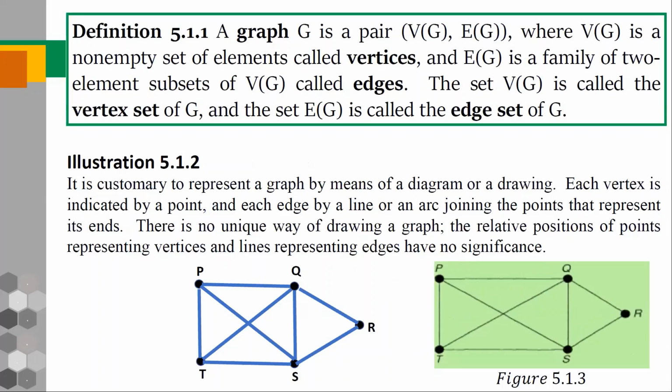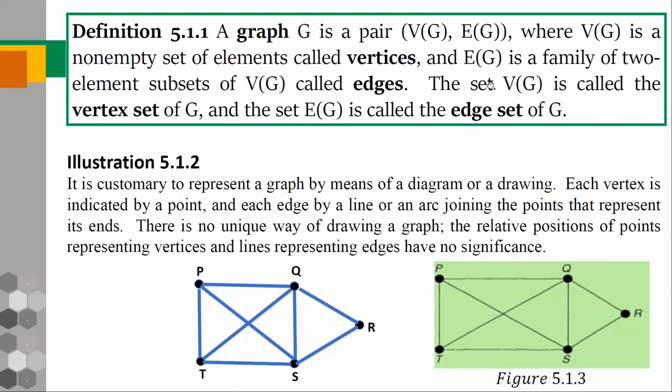Okay, so this is the formal definition of a graph. A graph G is a pair V(G), E(G), where V(G) is a non-empty set of elements called the vertices, and E(G) is a family of two-element subsets of V(G) called the edges. So a graph will contain vertices and edges, but a graph can also be just a single vertex. It can be just a point, it is still a graph. V(G) is a non-empty set of elements called the vertices. E(G) is a family of two-element subsets.